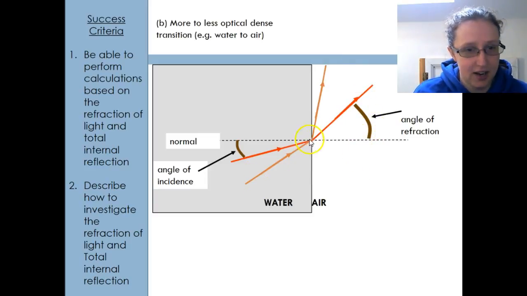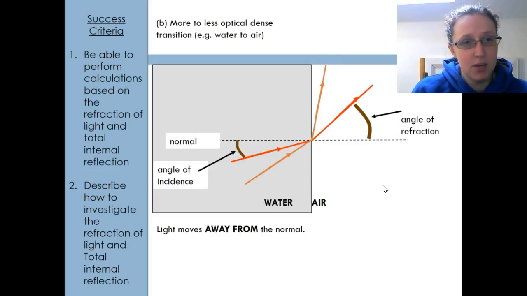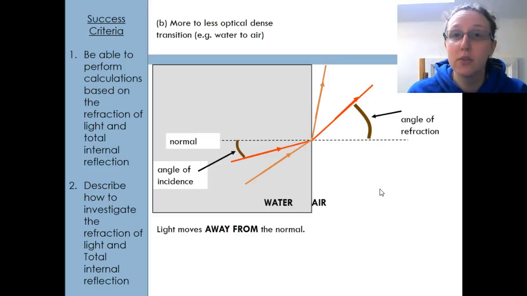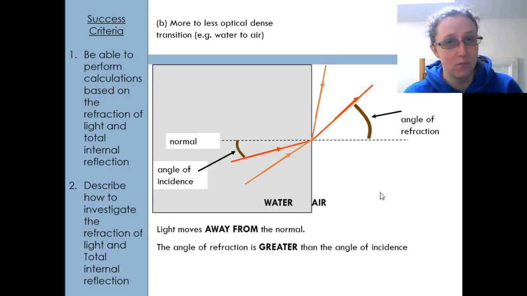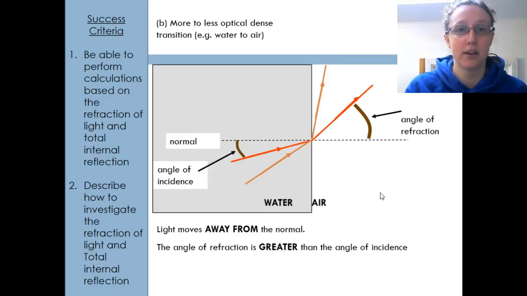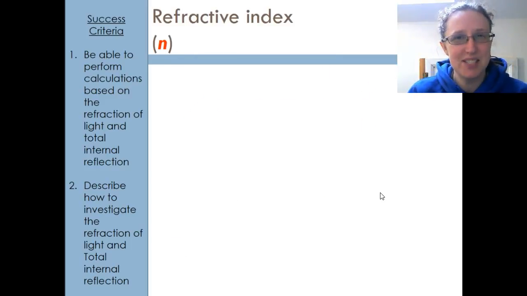Again, I can do it at different angles and we still get the same basic idea. But this time, because I'm going from more dense to less dense, the light ray is moving away from the normal, so that means that my angle of refraction is now bigger than my angle of incidence. So we just need to remember which way the light ray is going to move, depending on the type of material we're going from.